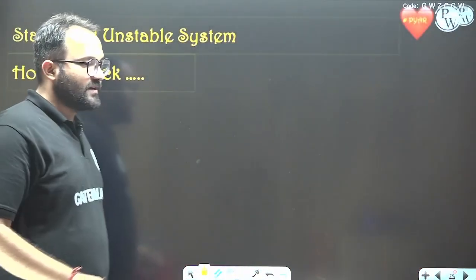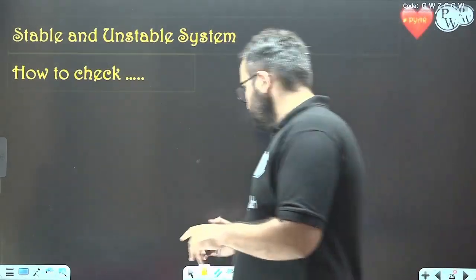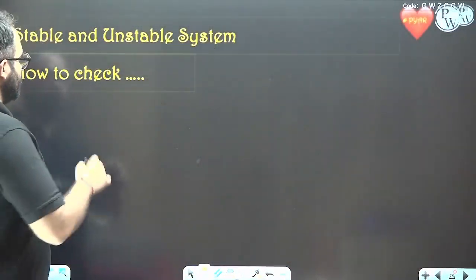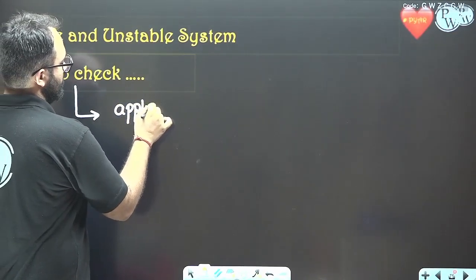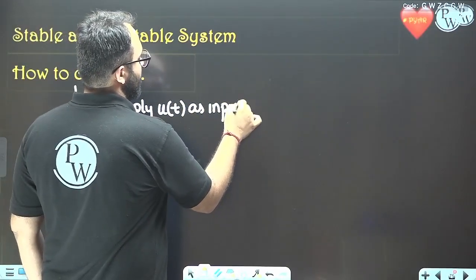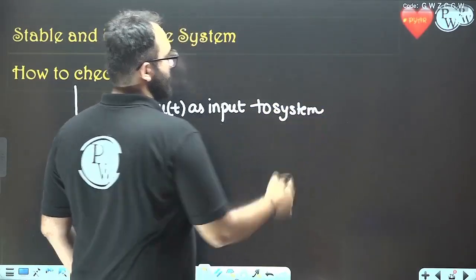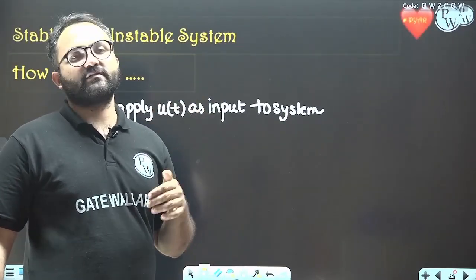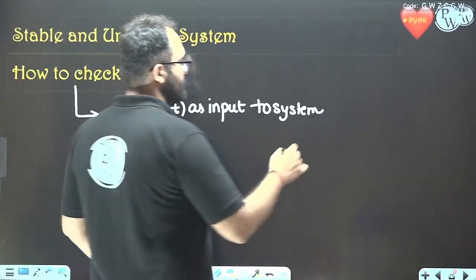Now how to check? What is the method to check? We'll solve examples also, but let me tell you the method. The method is to apply u(t) as input to the system. u(t) is a bounded signal because it has always amplitude either 1 or 0. So apply u(t) as input to the system.